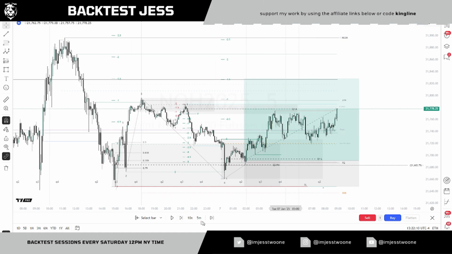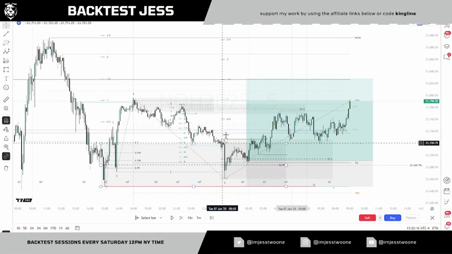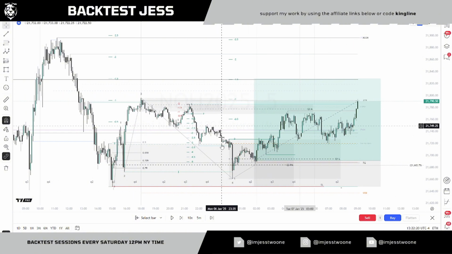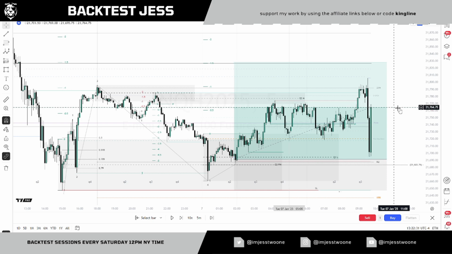Alright, continuing up. There's a sweep of London. Asia's right above us. Okay, so 1.5 deviations is about 30 points, 40 points away. Let's see if it can make it to target or if it starts to lag here. Oof. Brutal. 9:30 open right here.